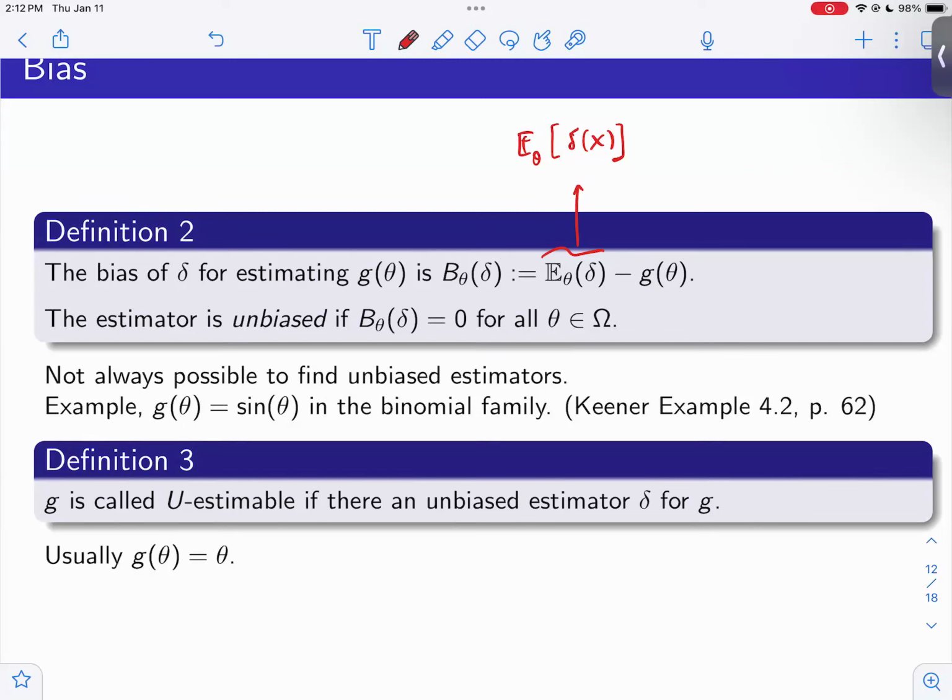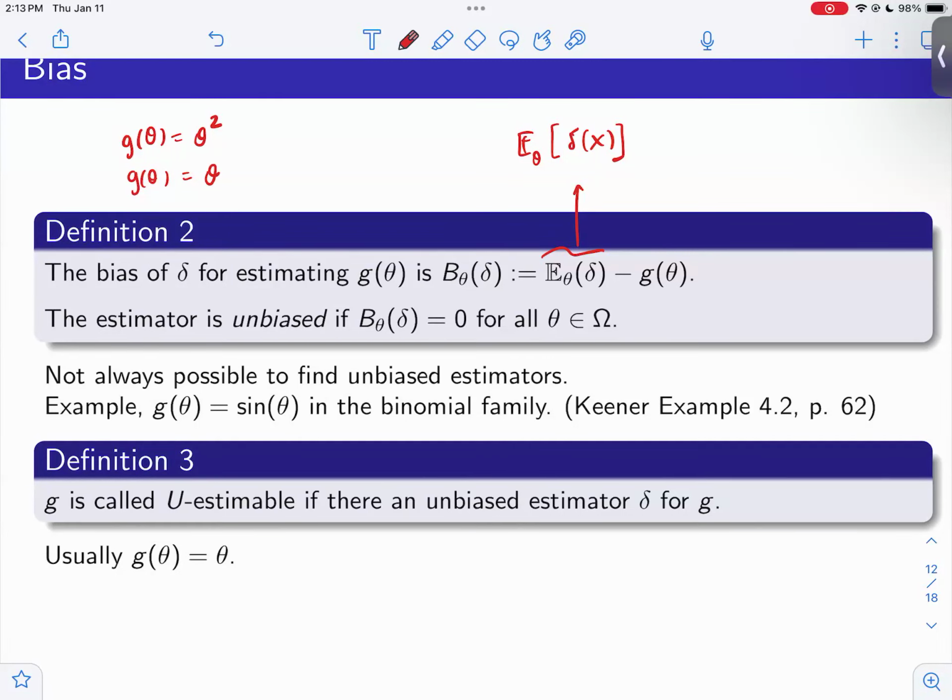Suppose I want to estimate, for example, theta squared rather than theta. Usually it's just theta, but you can estimate any other function. So the bias is essentially how far off our estimation of theta is on average? You can say that, yes. If you think of the expectation as the average, or the mean, then if it's an unbiased estimator, on average it's a correct estimator. These statements are all sort of correct, but it depends on how you interpret on average.